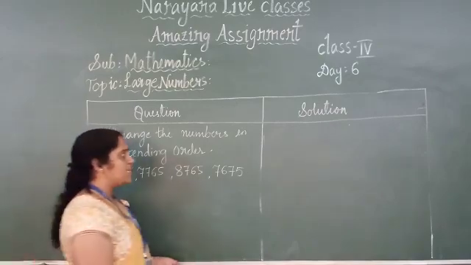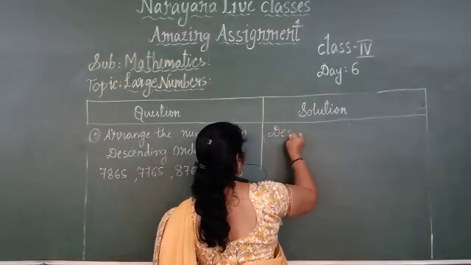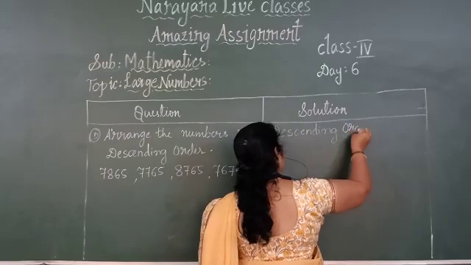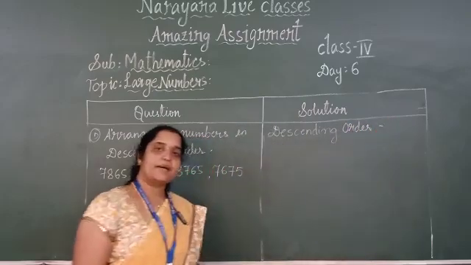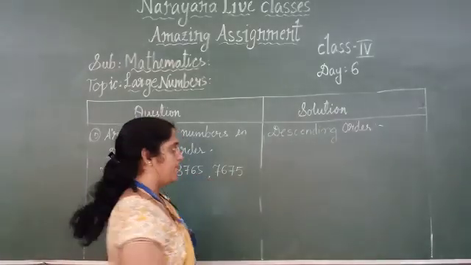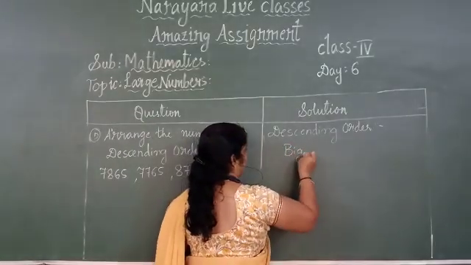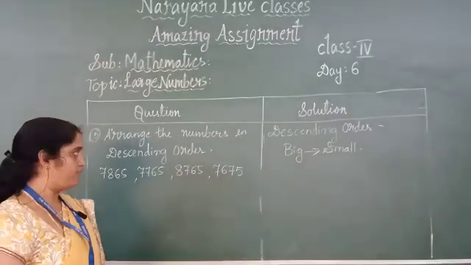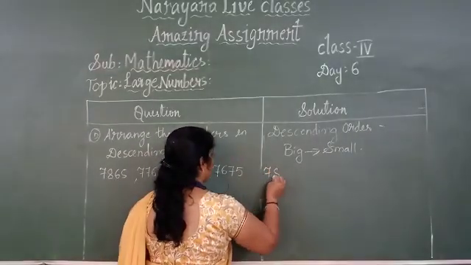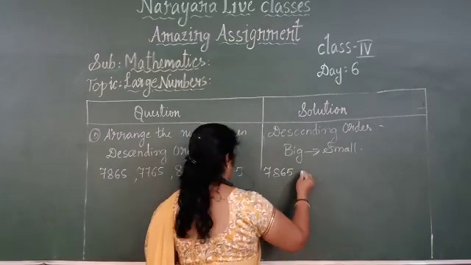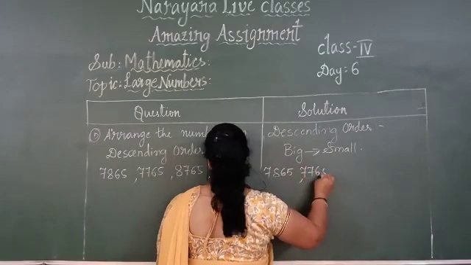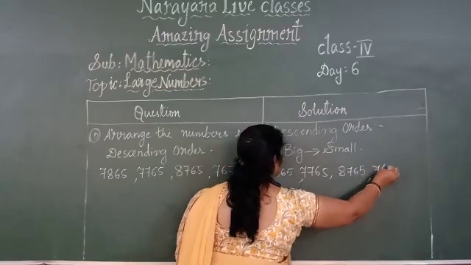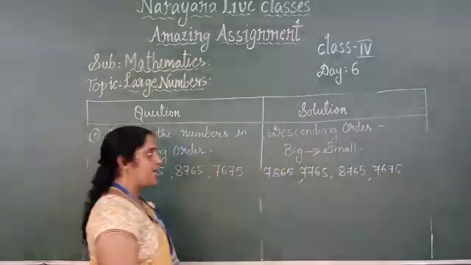So, how to arrange the numbers in descending order? What is meant by descending order? Descending order means arranging the numbers from bigger to smaller, from big to small. Let us see what are the digits they have given for us. So the numbers are 7,865, 7,765, 8,765, 7,675. These are the numbers they have given for us.